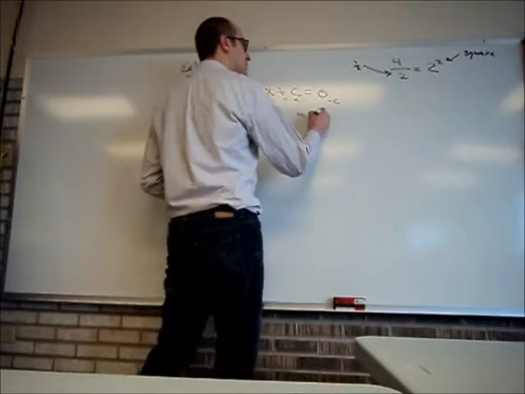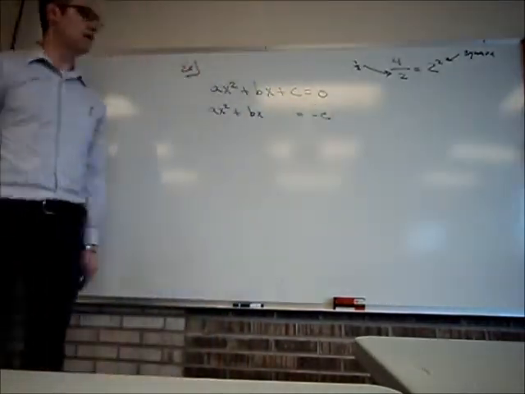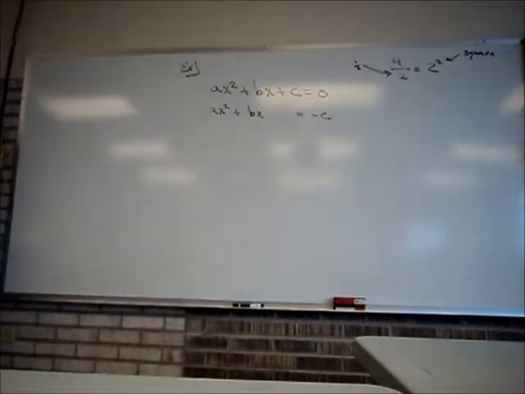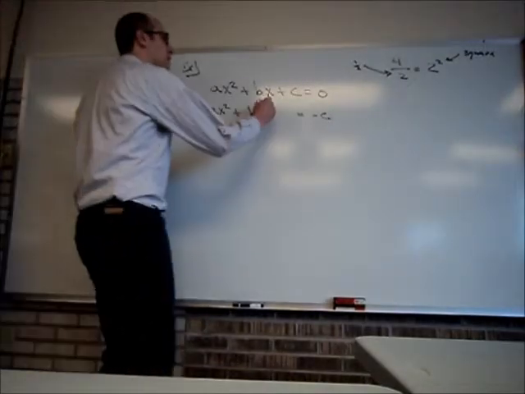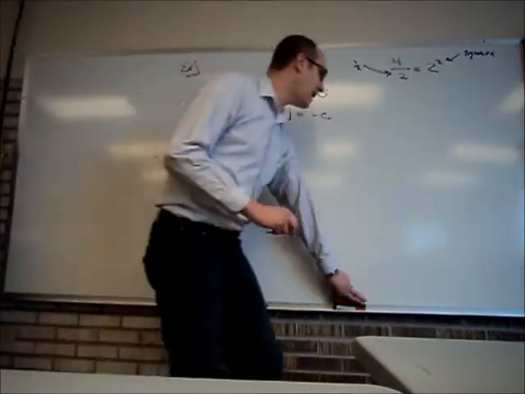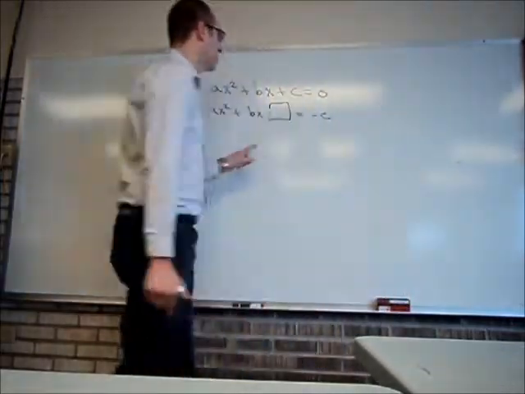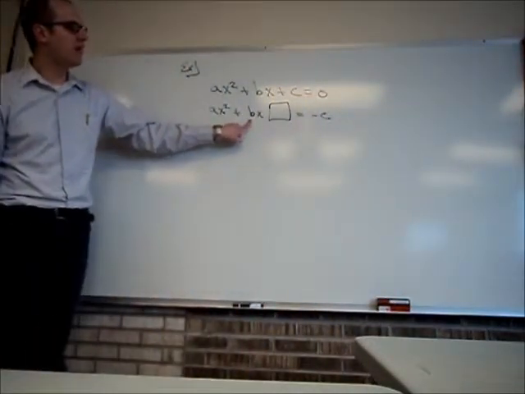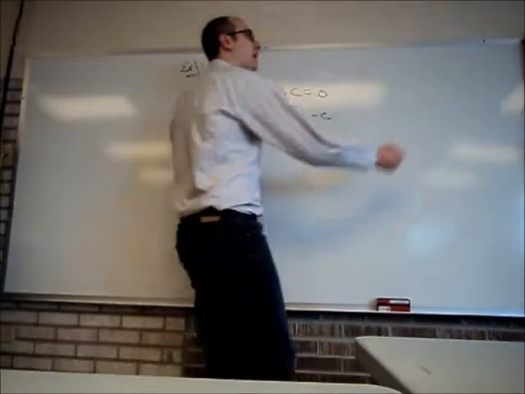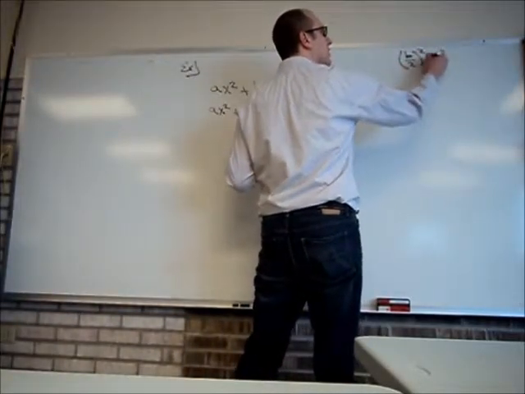So 0 minus c is still minus c. Okay? Now what? Well, now this thing needs a replacement. And we get the replacement by doing the same thing every time. You take half of that middle term and square it. So look at my middle term. The number in front of x is b. So I take half of b and I square it.